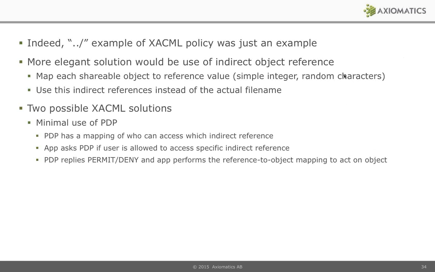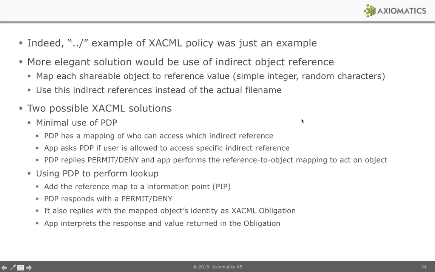And there are two ways in which you can use the XACML solution. The minimal use of PDP solution would be where the PDP has a mapping of who can access which indirect reference. So the app asks the PDP if the user is allowed to access a specific indirect reference. Say, for example, can Larry access reference number 6? Number 6 could be a PDF file, HTML file, and so on. The PDP just replies back with a permit or a deny, and the app performs the actual reference to object mapping. So the heavy lifting is still done by the app when it comes to the mapping lookup.